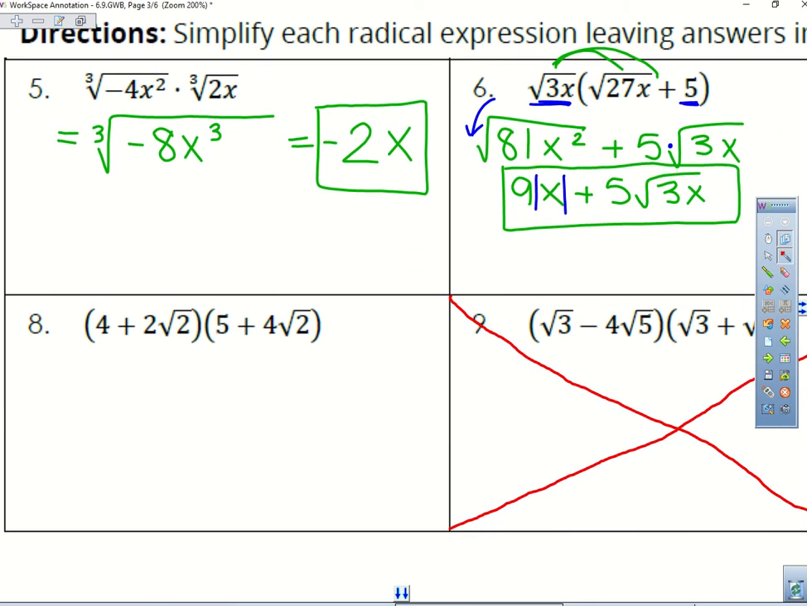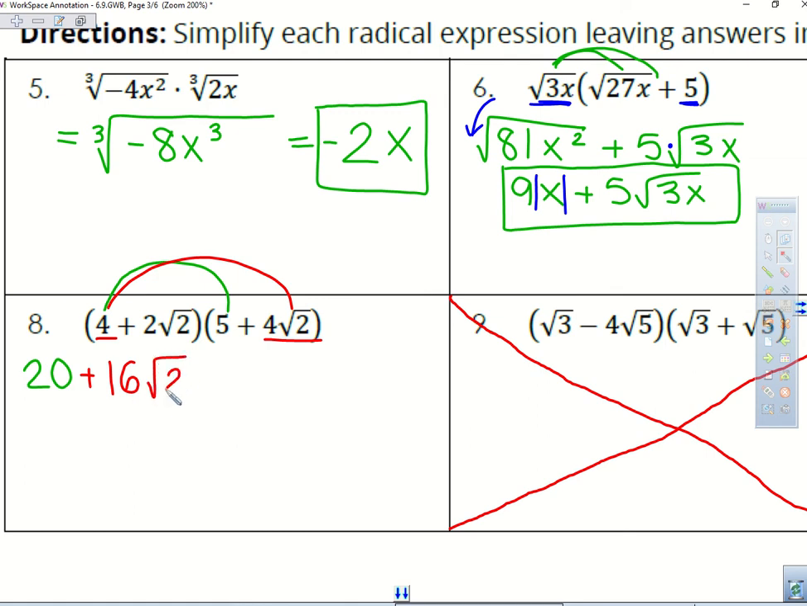Okay, this one we're going to use our old friend FOIL. Remember FOIL? First times first. Outer times outer. Now when you multiply a number and a mixed radical expression, you just multiply the number by the outside part and then leave the radical. Same thing we're going to do for these two. It's going to be 10 radical 2. And then for the last one, when you multiply two mixed radical expressions, you multiply the outside numbers together and then the inside numbers together as they are under the root like that.